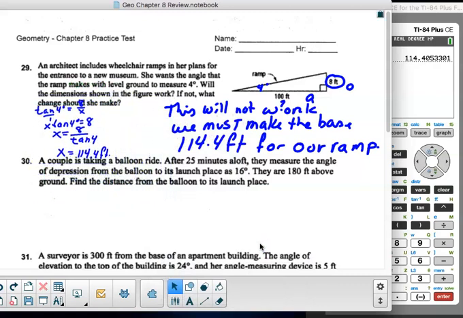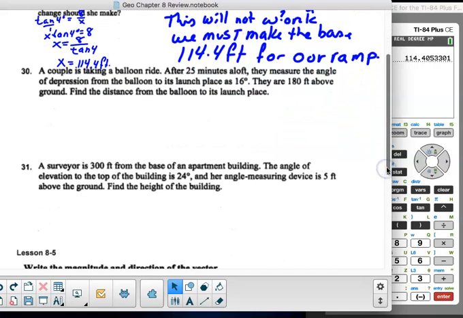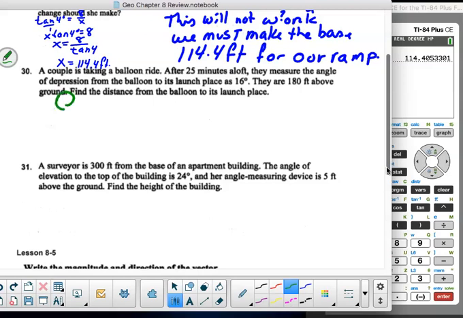Okay, so now a couple is taking a balloon ride. After 25 minutes aloft, they measure the angle of depression from the balloon to its launching place. Okay, 16 degrees. So I'm in a balloon. Okay, we're up here, we're looking down. So angle of depression, my angle of depression is going down, and they said that that's 16 degrees. They are 180 feet above the ground.